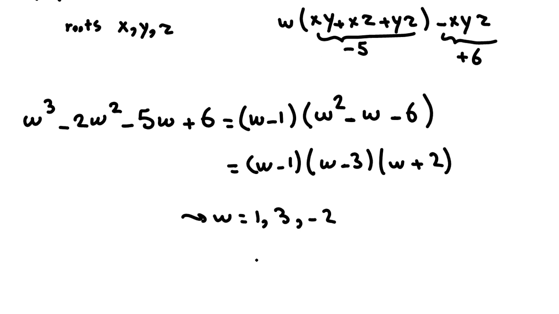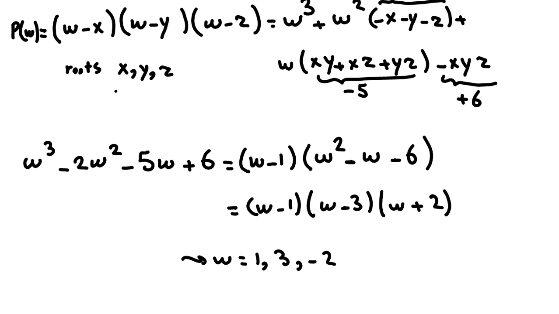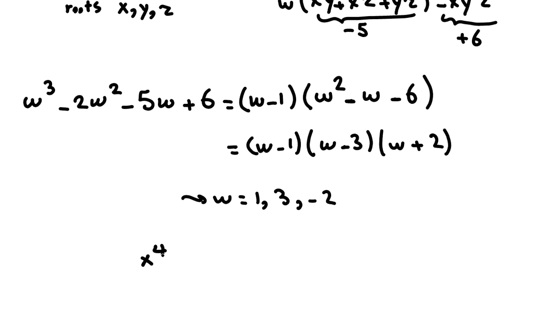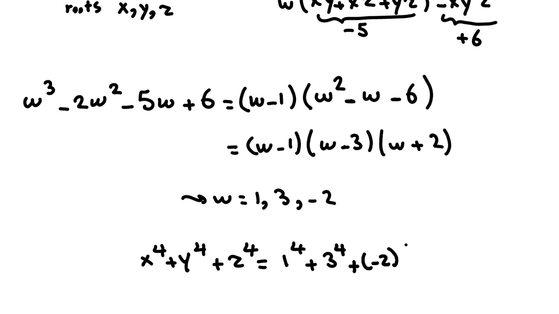The problem says find the maximum of x to the 4, y to the 4, z to the 4. So what we see is that it has only one value. So the answer is x to the 4 plus y to the 4 plus z to the 4, for example 1 to the 4 plus 3 to the 4 plus negative 2 to the 4.